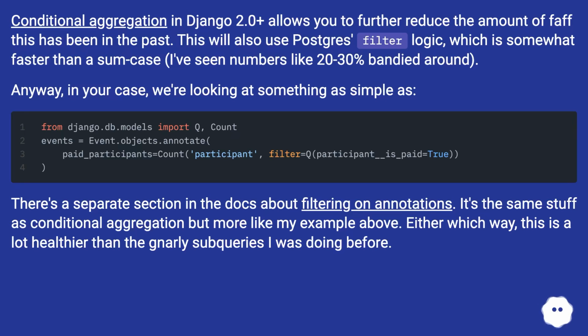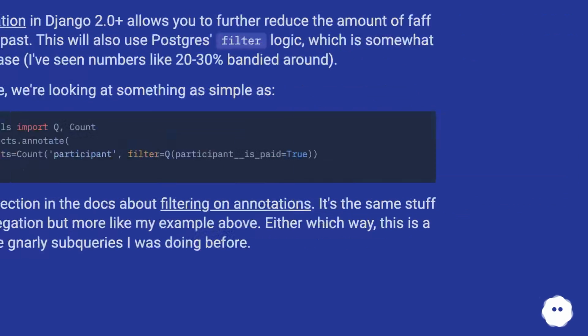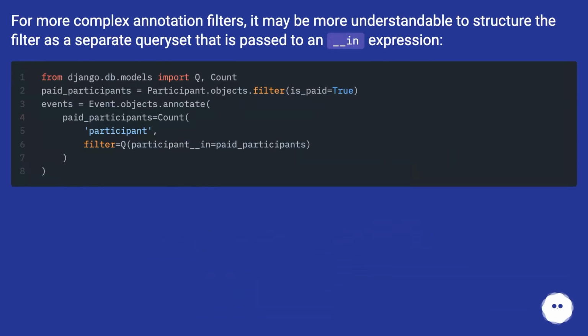There's a separate section in the docs about filtering on annotations. It's the same stuff as conditional aggregation but more like my example above. Either way, this is a lot healthier than the gnarly subqueries I was doing before. For more complex annotation filters, it may be more understandable to structure the filter as a separate queryset that is passed to an __in expression.